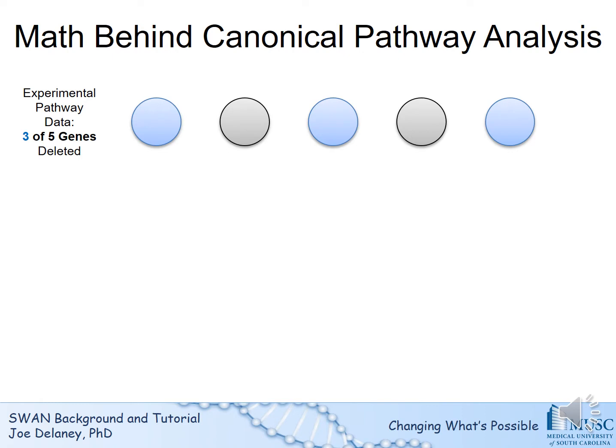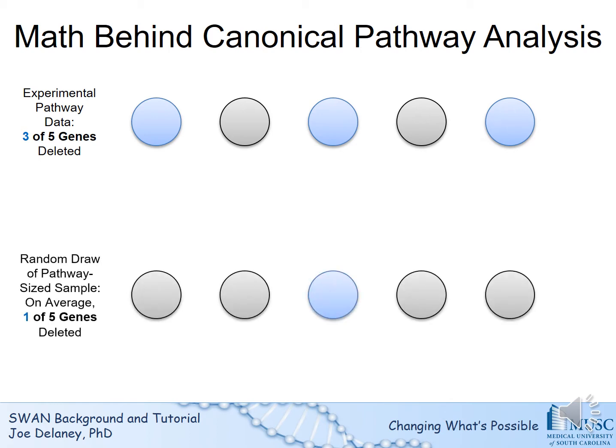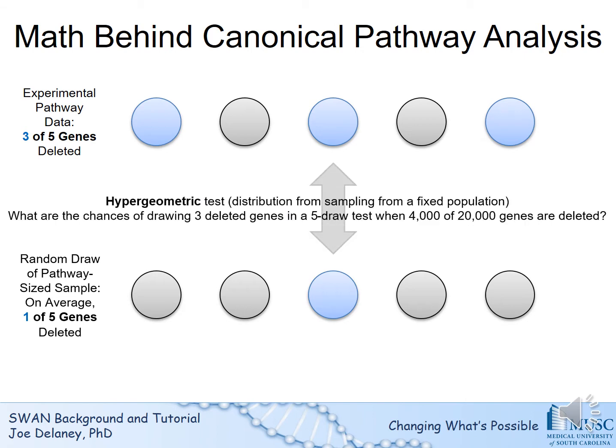So just as a refresher, canonical pathway analysis is fairly simple. You have some pathway of 5 genes. You look at your experimental sample, and there may be 3 genes altered. For most of these analyses, there has to be some sort of background comparison. You may expect only 1 out of 5 genes to be altered, and then some sort of statistical test is used on these 2 populations to determine a p-value.